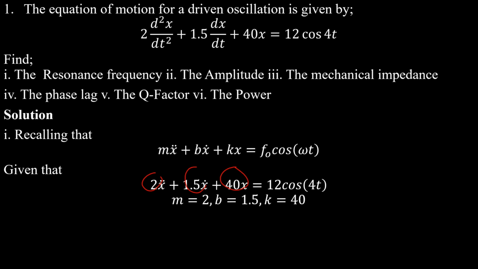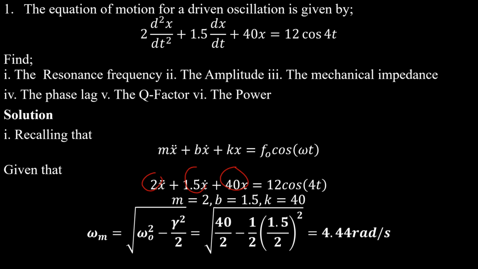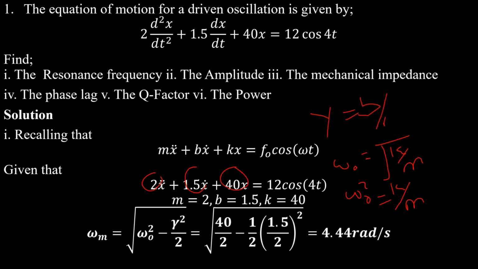So we can recall that our resonance frequency is given by this expression. What we just need to do is to substitute our omega naught, which is equal to root k over m, which gives us omega naught squared equal to k over m. So our k is 40, our m is 2. Again, our gamma is b over m. If you substitute it, our final answer for our resonance frequency becomes 4.44 rad per second.